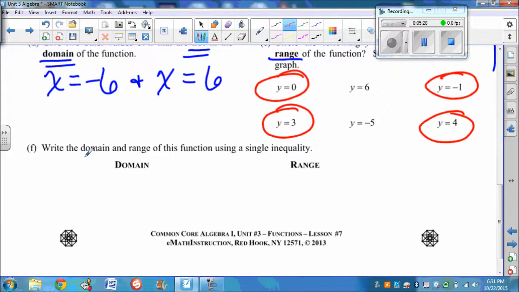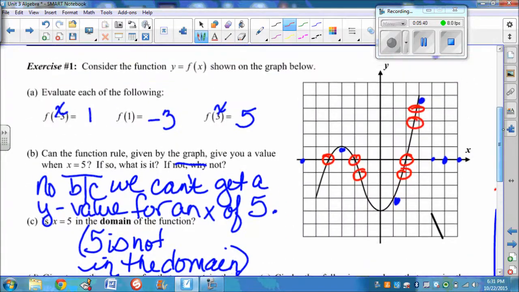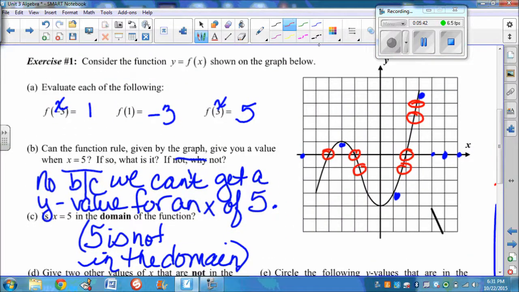So now it says, write the domain and the range of this function using a single inequality. So they want inequality notation for this domain and range. So if the domain are my x values, I'm going to erase what's on here just so we can focus in on the graph a little bit more. The domain, my x values. So how far left and how far right does this graph go? 1, 2, 3, 4, negative 5 is that value, and 1, 2, 3 is that x value.